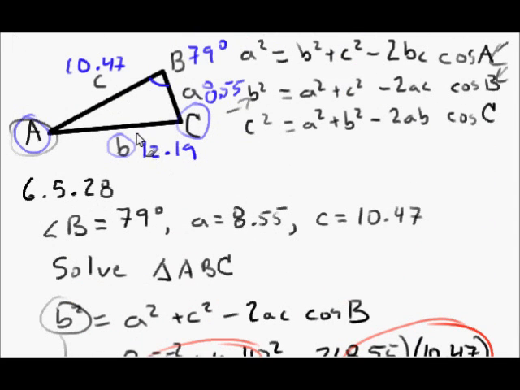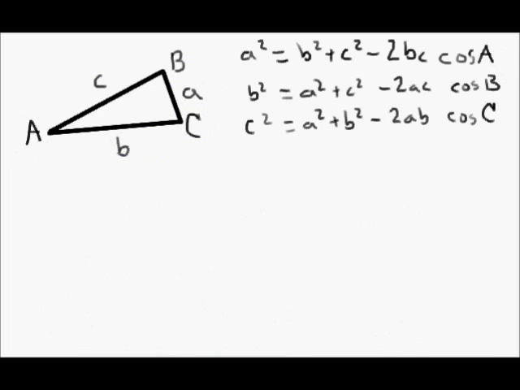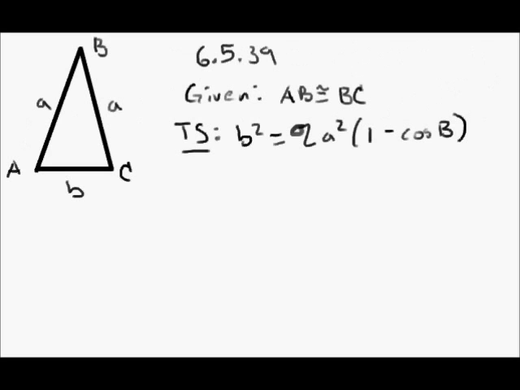We found length B, we found angle C, we found side A. That's all the sides, that's all the angles. We know all 6 measurements. It's been solved for. Now, I want to take a look at one more problem. Section 6.5, number 39. Okay, we're given an isosceles triangle. AB is equal to BC. We need to show that b squared is equal to 2 times a squared times the quantity 1 minus the cosine of b, where the lengths a and b are as marked.